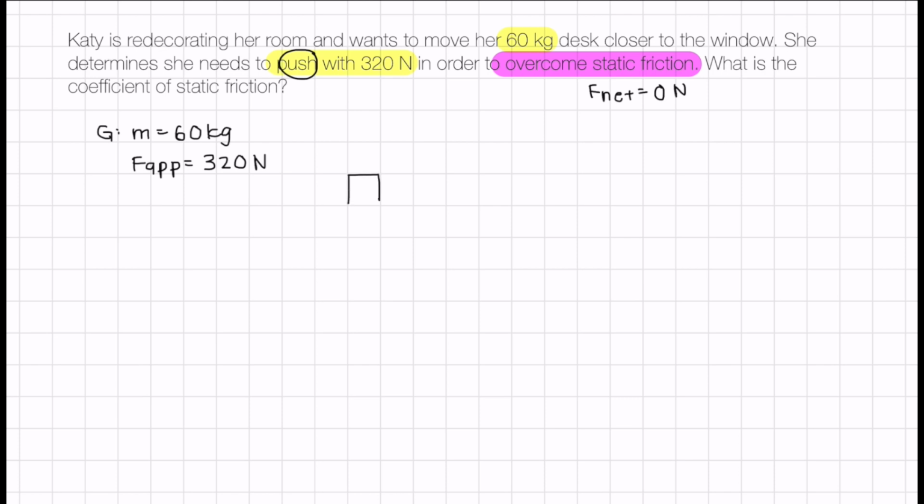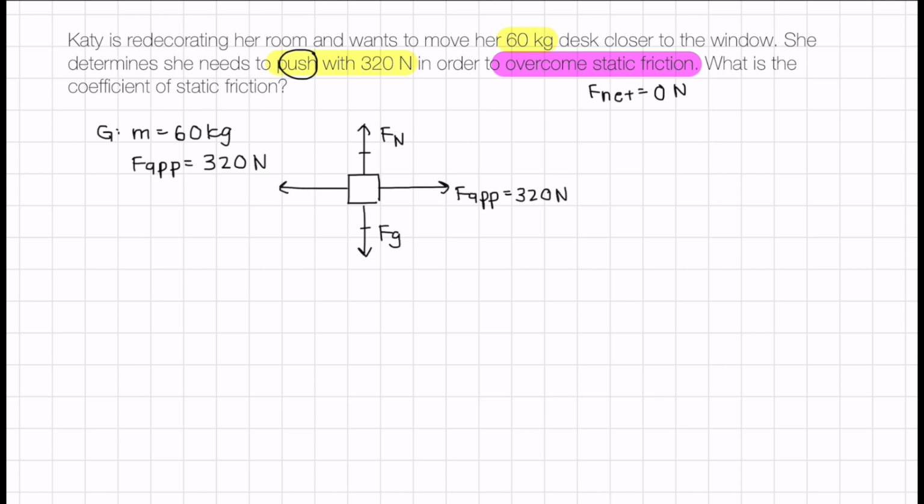If F net equals 0, that means that it's going to be a free body diagram that has balanced forces, but it's good to visualize regardless. So her desk is going to have a force of gravity acting on it because it's a mass, it's on Earth. Because this desk is on the ground, then we're going to have the normal force pushing up on the desk. And these are going to be equal in magnitude and opposite in direction because they'll cancel out and this desk is not accelerating vertically. There's obviously going to be an F applied because she is pushing this desk. And the F applied is going to be equal to 320 newtons.